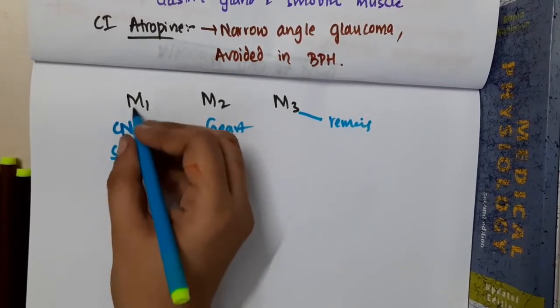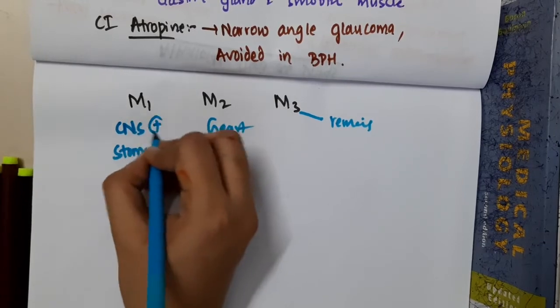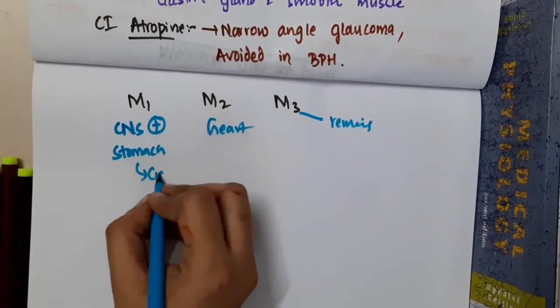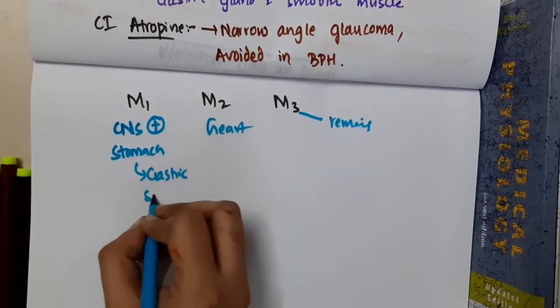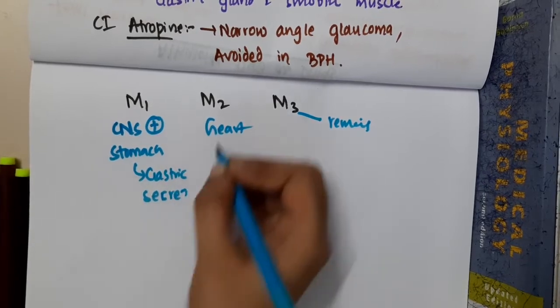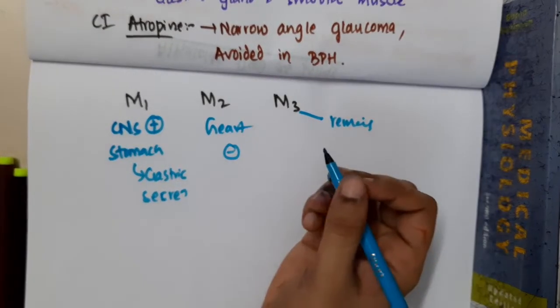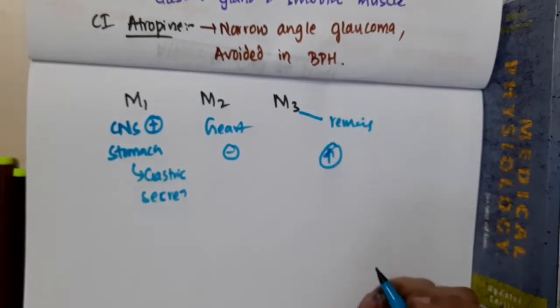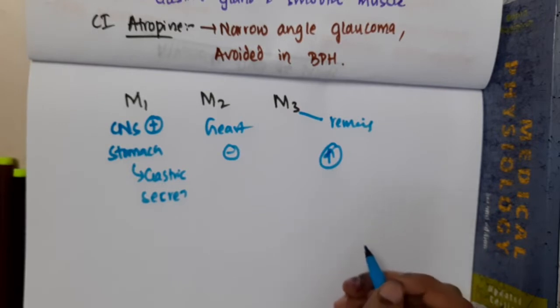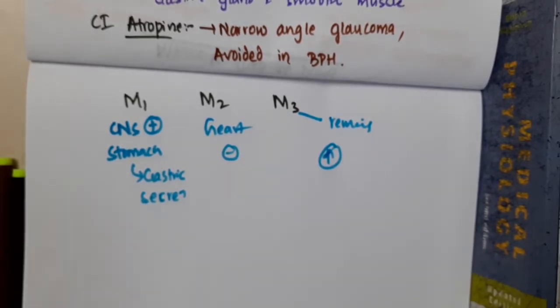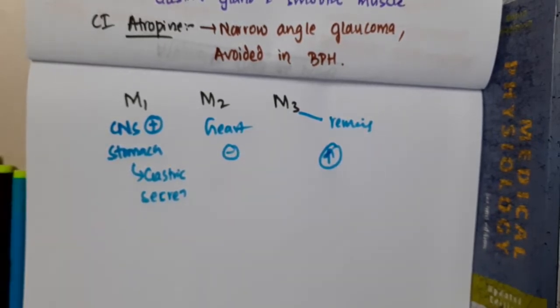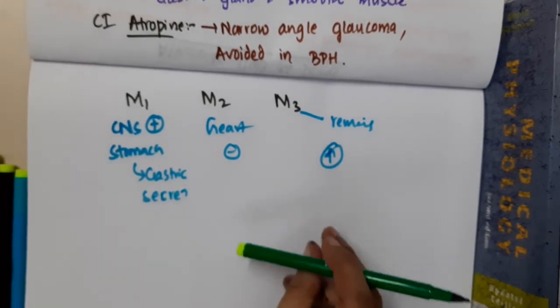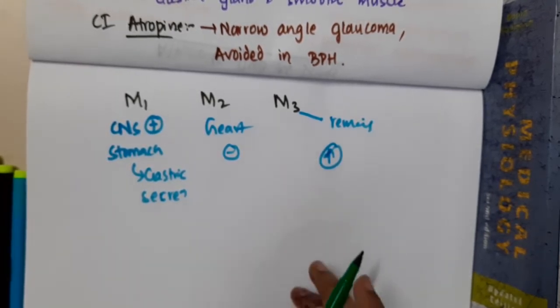Okay, M1 causes CNS excitation, and on the stomach it causes gastric secretion. M2 inhibits the heart. M3, remaining, increases secretions. It increases peristalsis in the bowel. It increases detrusor contractility and increases micturition. Okay, it causes miosis through M3. It even causes miosis by contracting the circular muscles of the iris.